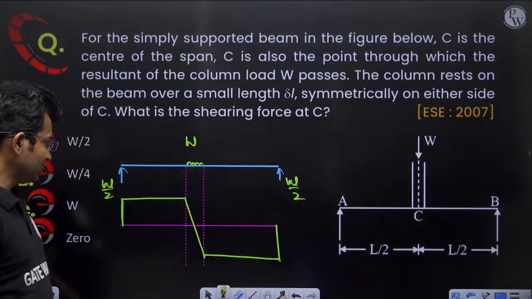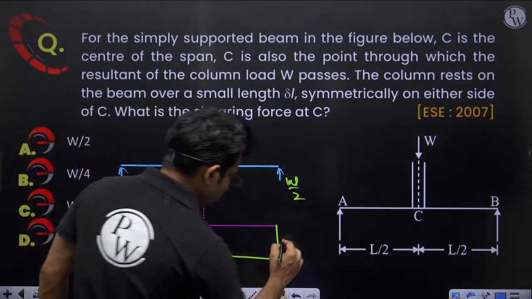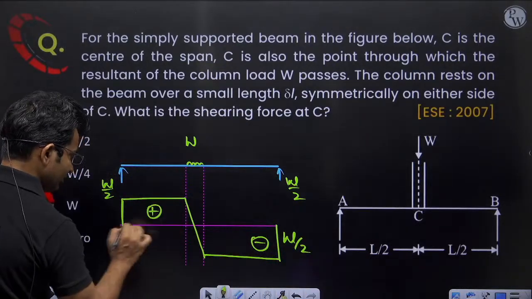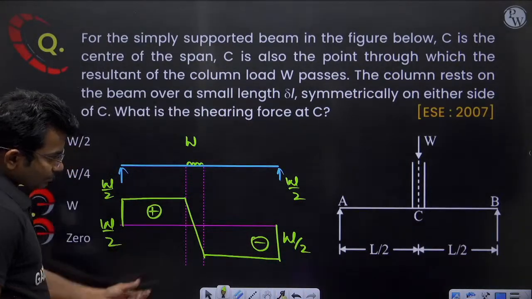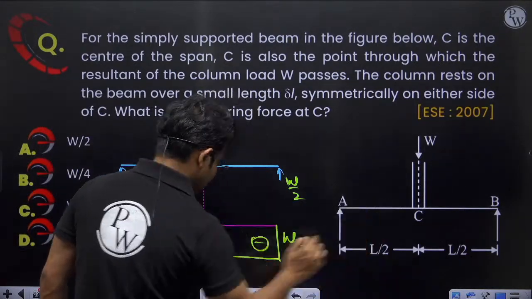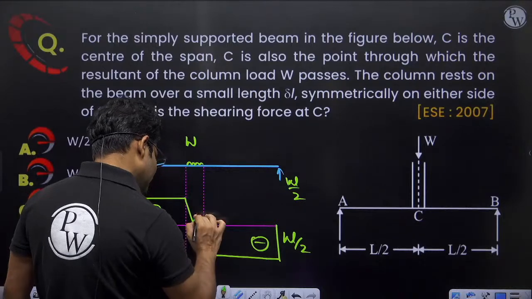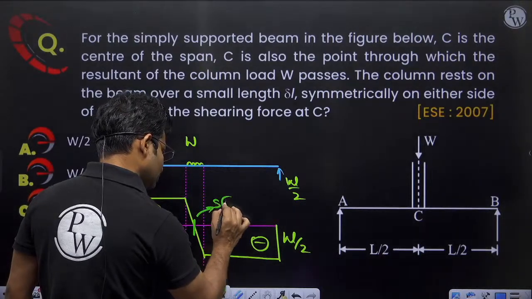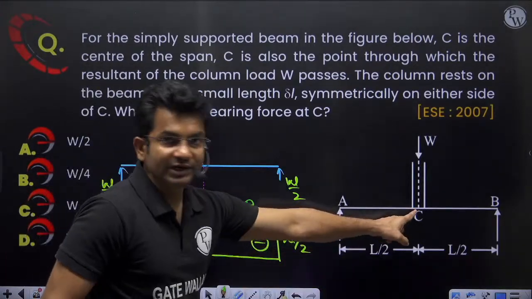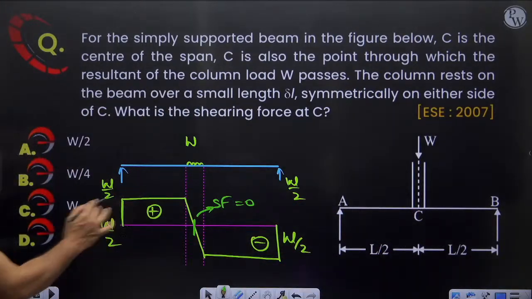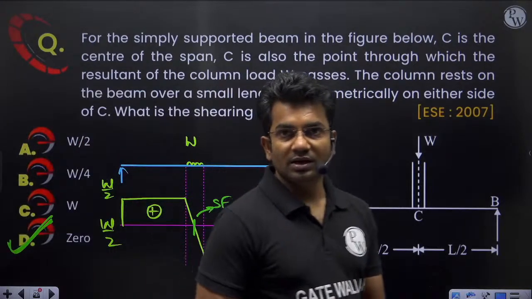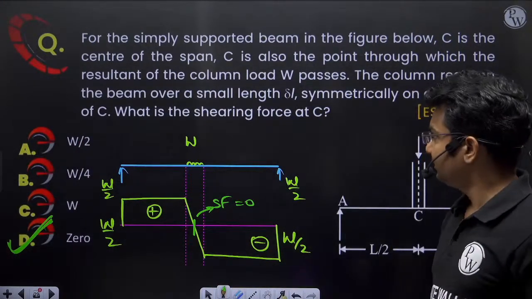So this will be the shear force diagram. This will be W by 2, this will be negative W by 2, this will be positive W by 2. So at location C, the shear force is 0. At point C, the shear force will be 0. Is it clear? So the correct answer will be option D. Correct answer will be option D, right?